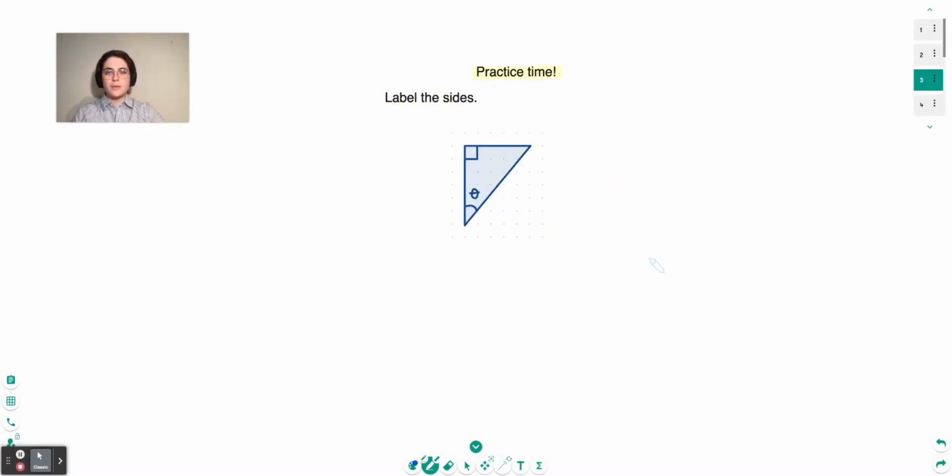Now you have some time to practice. So pause the video now and label the three sides of this right triangle.